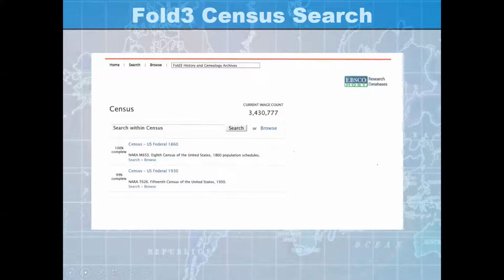Presently, Fold3 has only a few census records completed and available, but they add to the collection continuously. Both Heritage Quest and Fold3 are available at home via jeffcolib.org by entering your library card number.